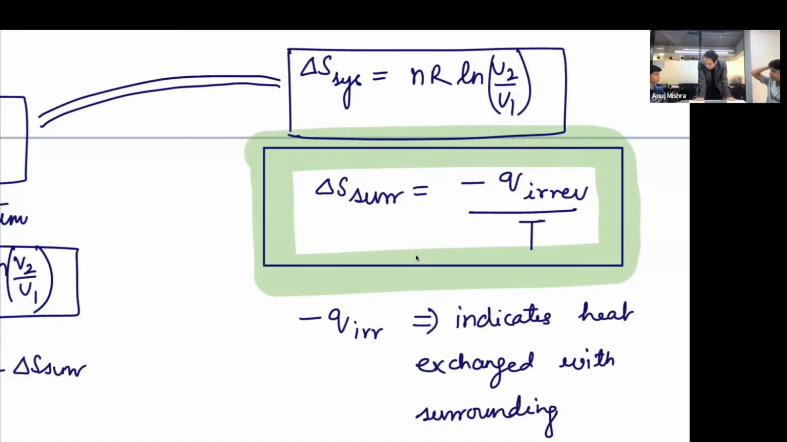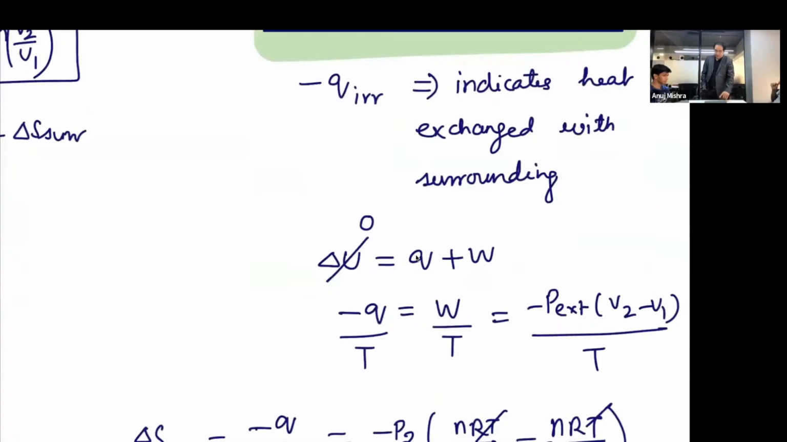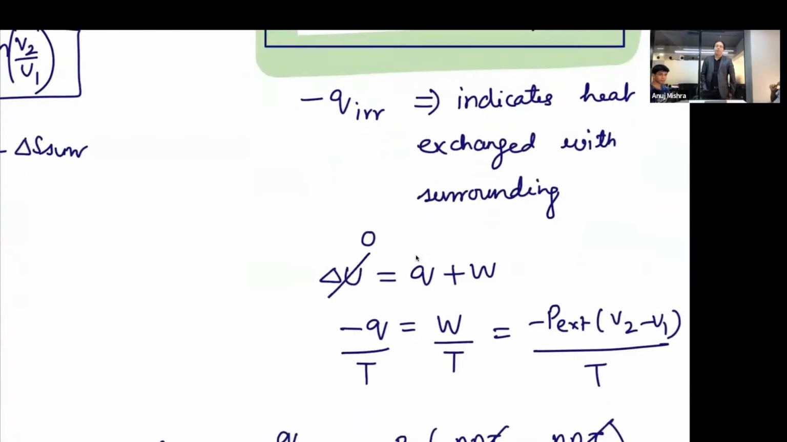It's 10 minus 1 because you take ratio of... No, that is pressure. It's not volume. We have to put V is nRT by P. Solve करो. So you can say delta U is Q plus W. You see, minus Q upon T is W upon T. W is minus external V2 minus V1 upon T, right?